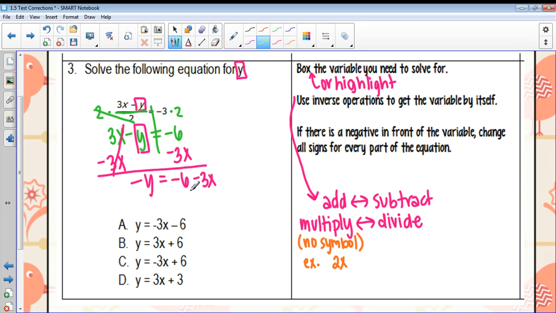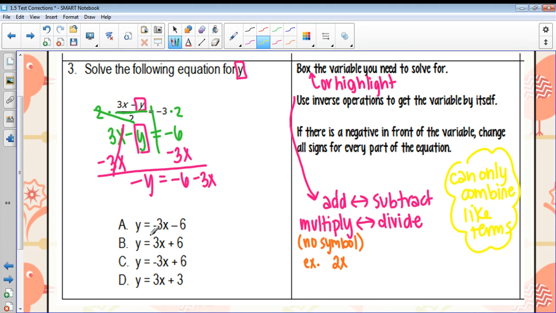These guys are not like terms. You can only combine like terms. Since they aren't exactly the same letter, and this one's a number and this one's a letter, they don't match. So we can only combine like terms. This is done as far as I care.